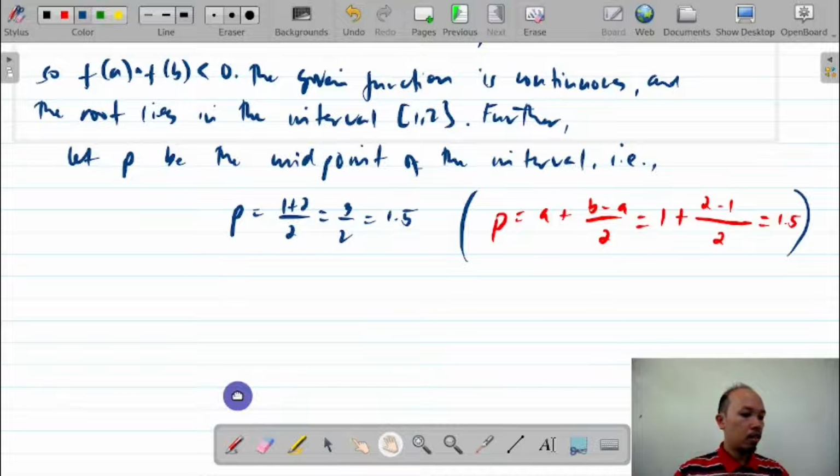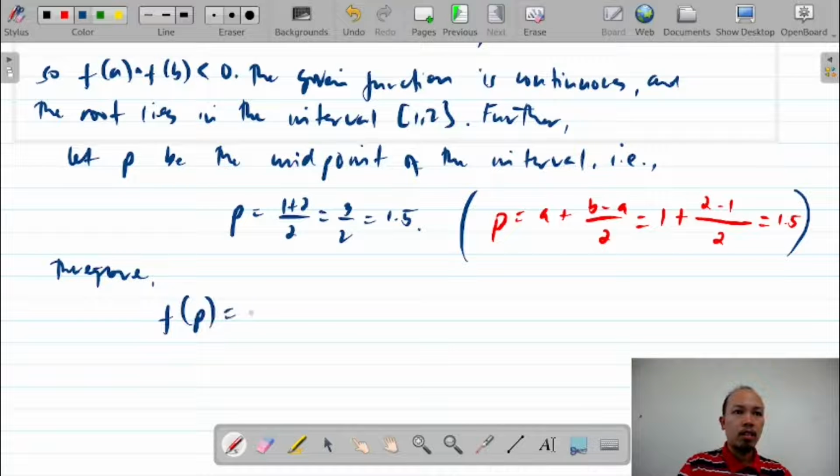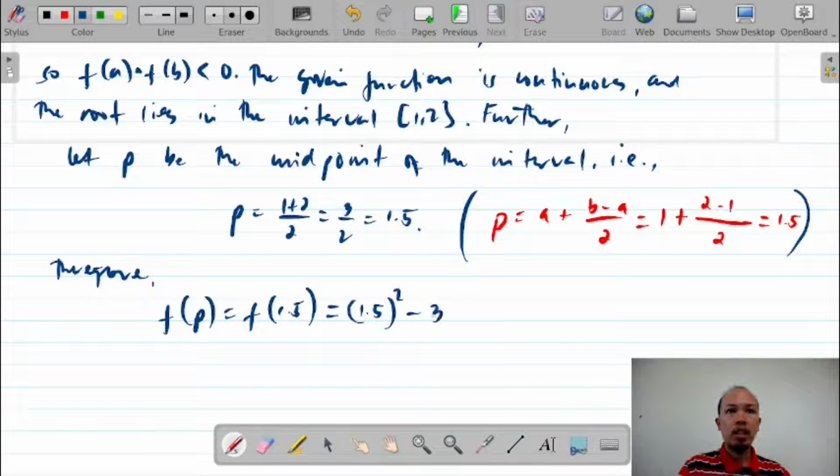Therefore, our p evaluated in the function is equal to 1.5 squared minus 3, okay, x squared minus 3. This is equivalent to negative 0.75, and this is less than 0.